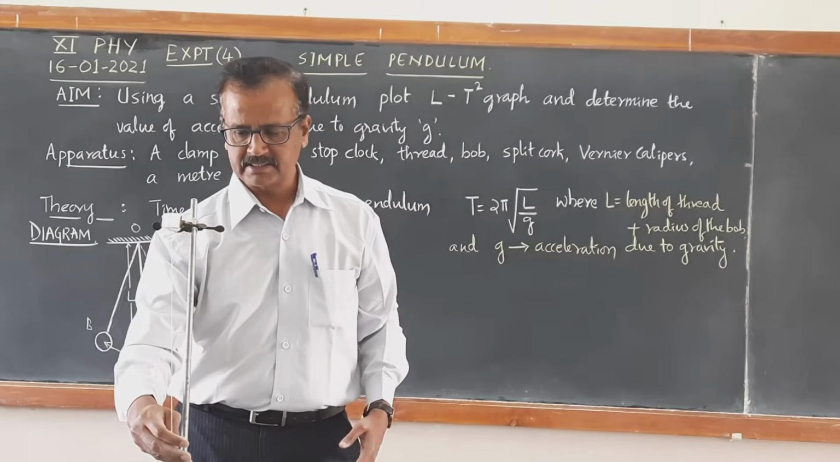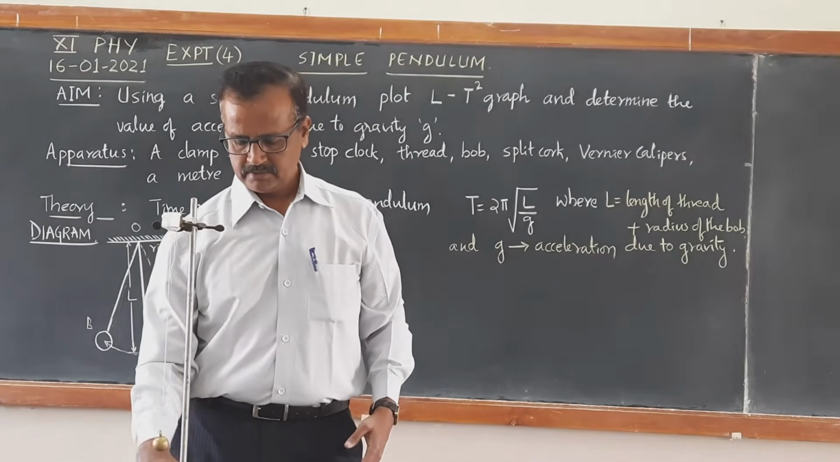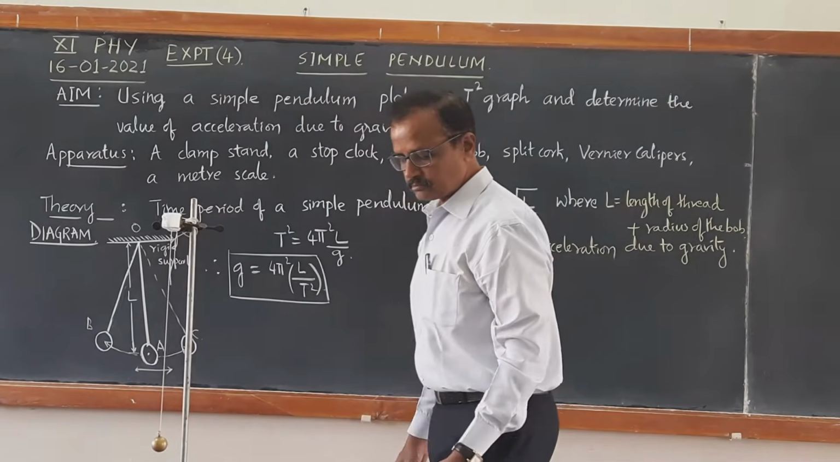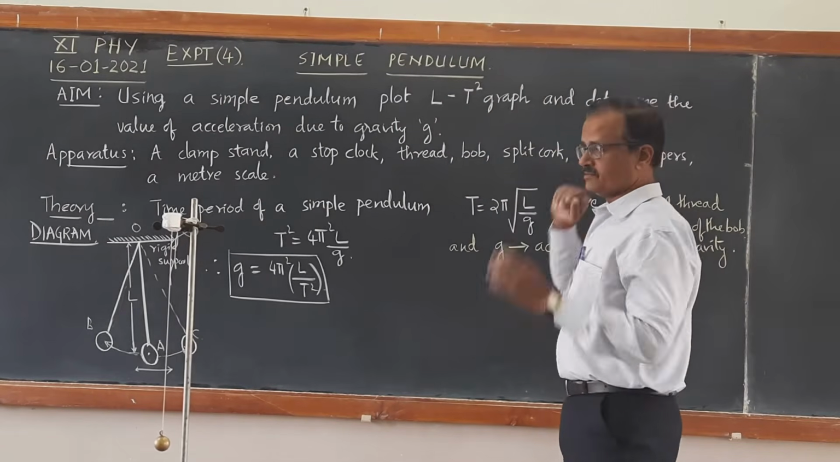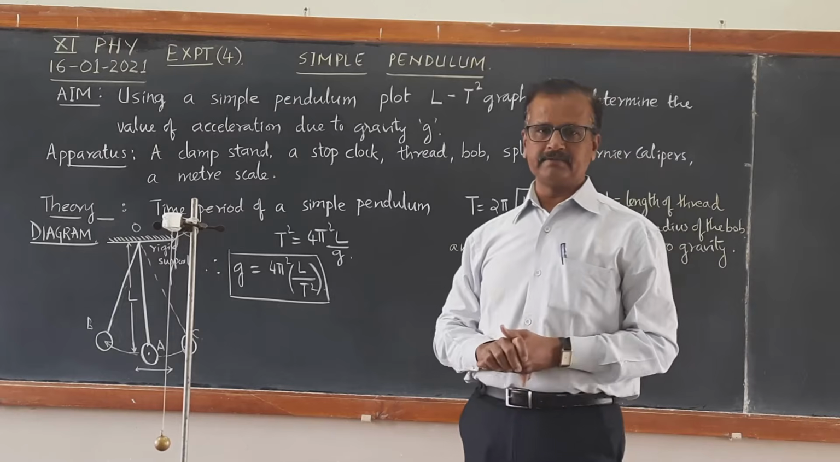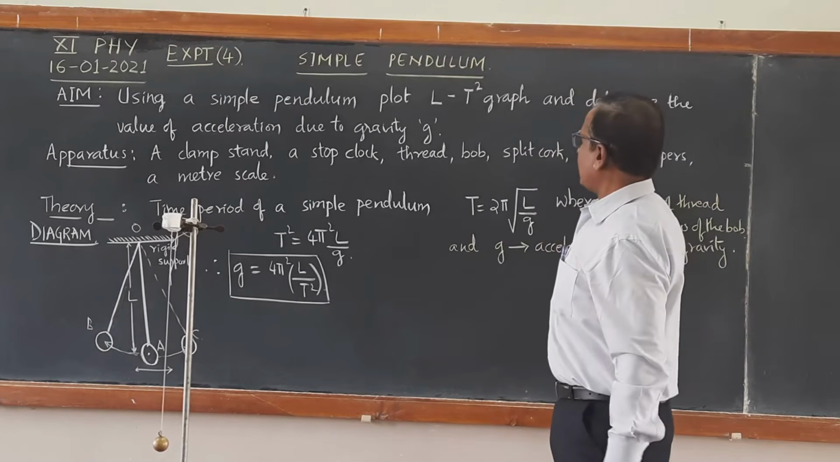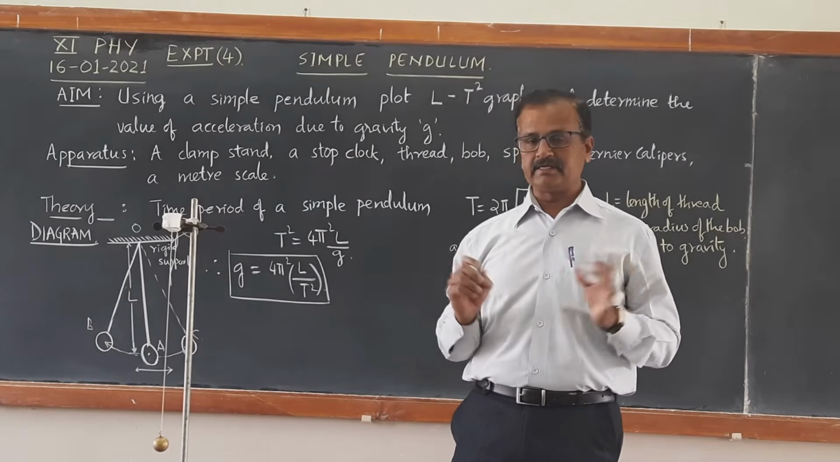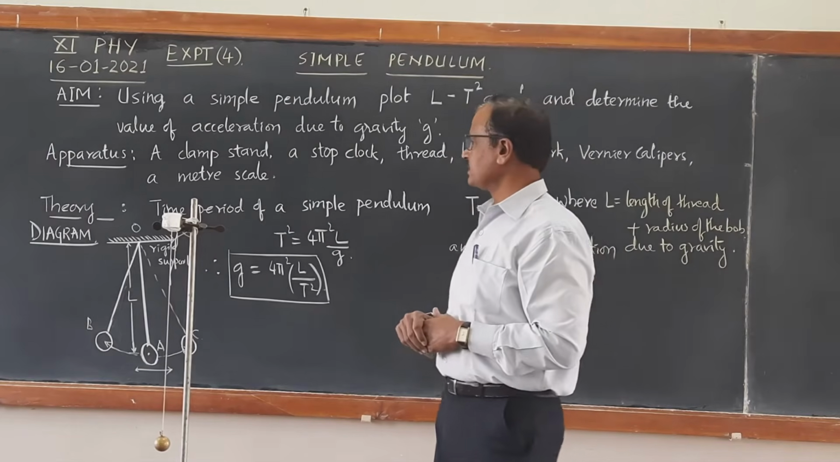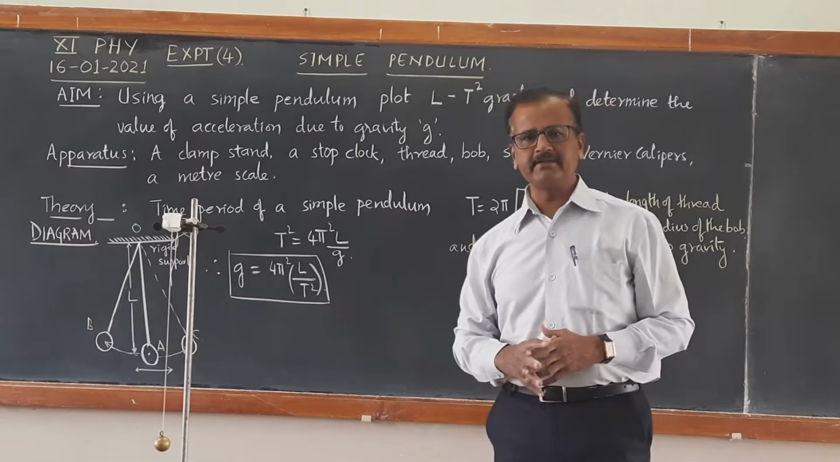So using the oscillations of this simple pendulum, we are going to draw the length versus T square graph, where T is time period, and thus we are going to determine the value of acceleration due to gravity G using the simple pendulum experiment. So we know already the theory.